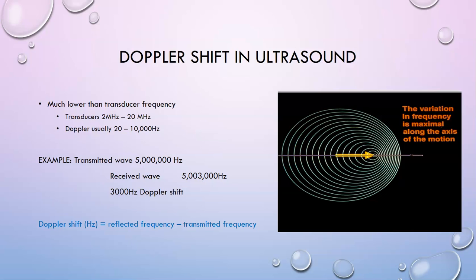So Doppler is far, far less than our ultrasound frequency, and it's kind of unique in that the Doppler shift is in the range of human hearing. So if you see this Doppler shift of 3,000 hertz here, well, that's certainly within the range of human hearing. There is an easy way to calculate the Doppler shift, and that's simply the reflected frequency, the received frequency, minus the transmitted frequency. That's the easy way to measure it, and it gives us very little information. So we're going to learn other ways to measure it that give us more information.